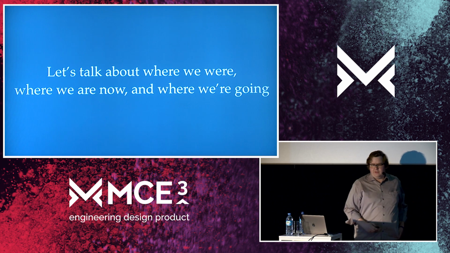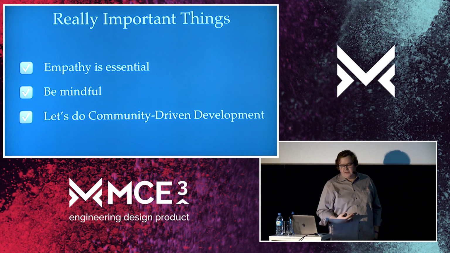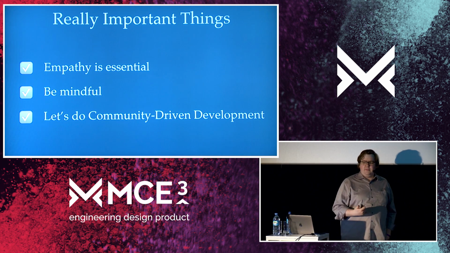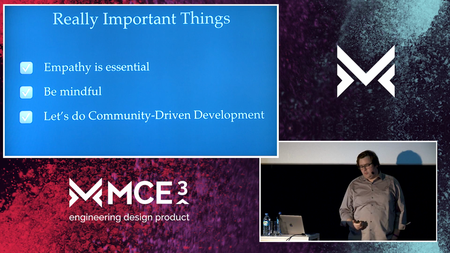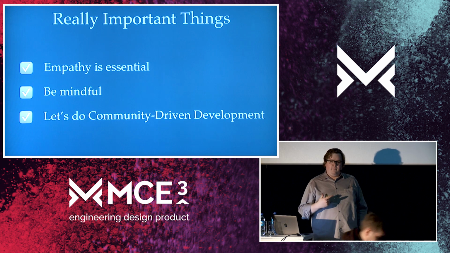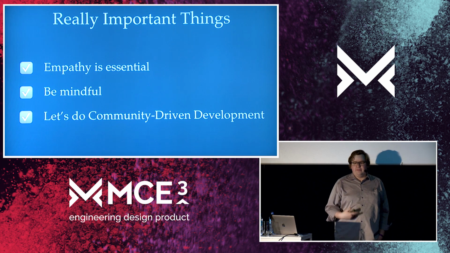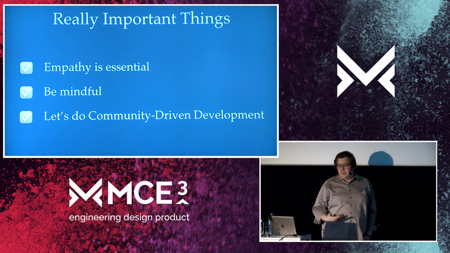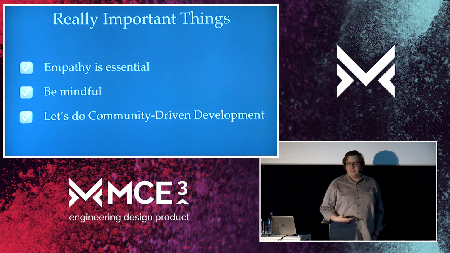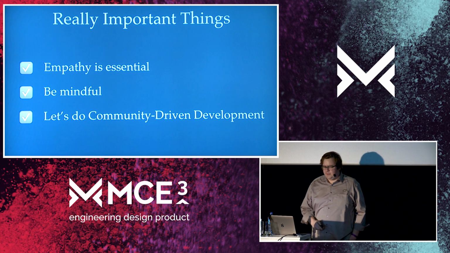So there are 3 really important things that I'd like you to keep in mind throughout this talk. The first one is going to be that empathy is essential. We'll be talking about what empathy is and why it's important. Second, we're going to be talking about mindfulness and how we should be mindful and thoughtful about how we build software. And third and finally, we're going to talk about community-driven development, which is a word that I made up, but it really fits the topic really well.